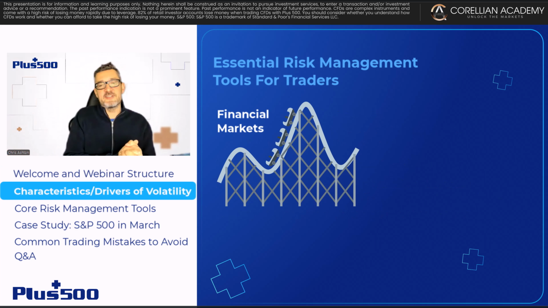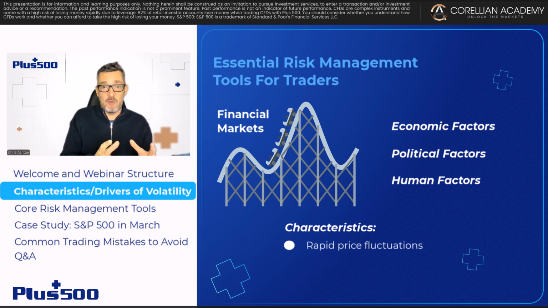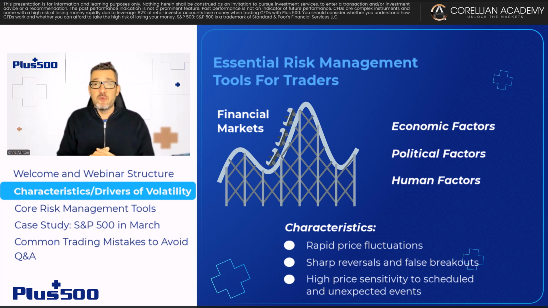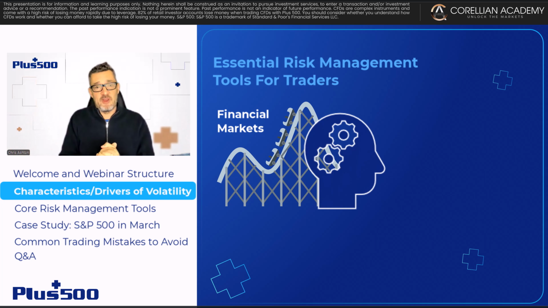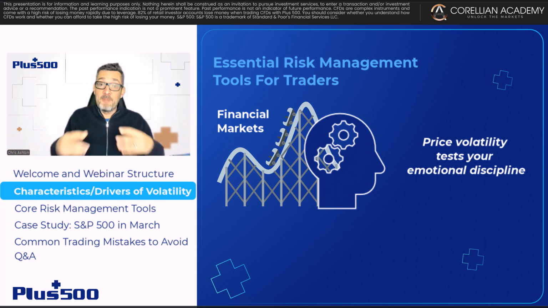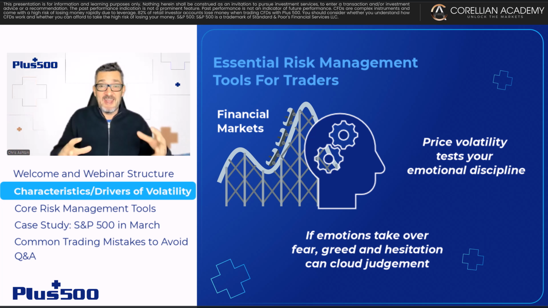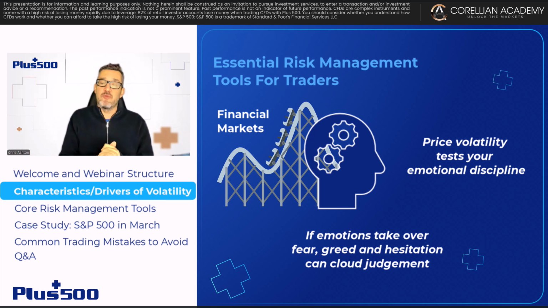Sometimes financial markets can seem like they're on a roller coaster, and that ride is powered by a mix of economic, political, and human factors. Usual characteristics of these types of volatile markets are rapid price fluctuations, sharp reversals and false breakouts, as well as a higher price sensitivity to scheduled and unexpected events. This can all have a psychological impact on traders. Volatility can be exciting, but it also tests emotional discipline. And when emotions take over, fear, greed, and hesitation can cloud judgment. That's why being prepared, having a structured plan, and solid risk management can be really helpful.